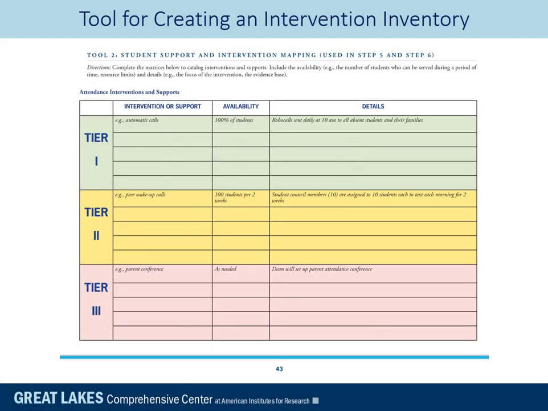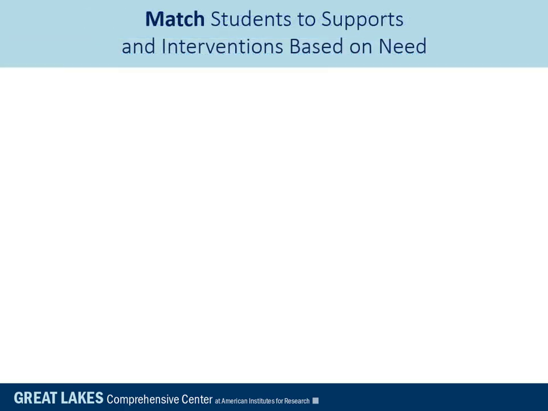Maintaining this type of updated record of supports and interventions enables the EWIMS team to match students with the intervention that best fits their needs. As the array of interventions grows and changes, the team revises the inventory. As EWIMS teams match students to supports and interventions, they should consider the following issues.